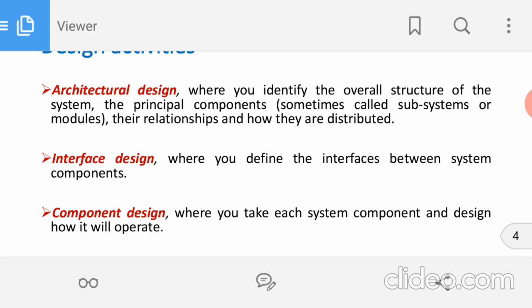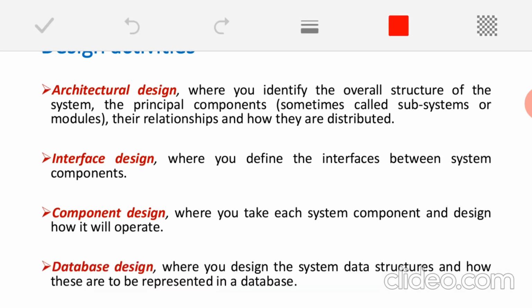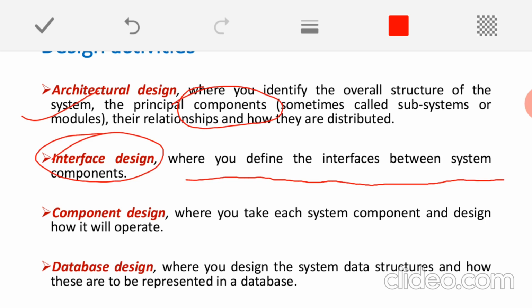Okay. And my second activity of the design process is interface design. When I complete the architectural design, I will come across a variety of components. Now my job is to define an interface design. Interface design means we define the interface between the system components. Why? Because my system is made up of multiple components. How is one component going to be interfaced with another component?